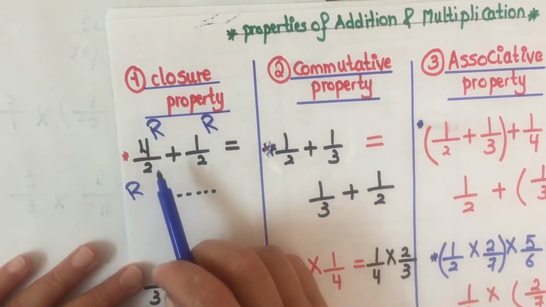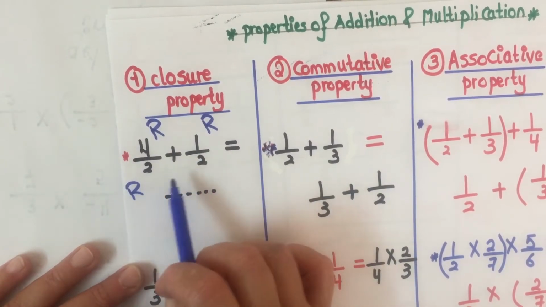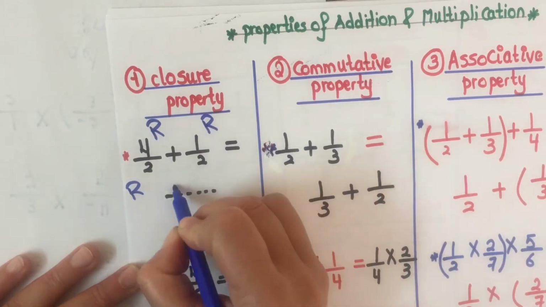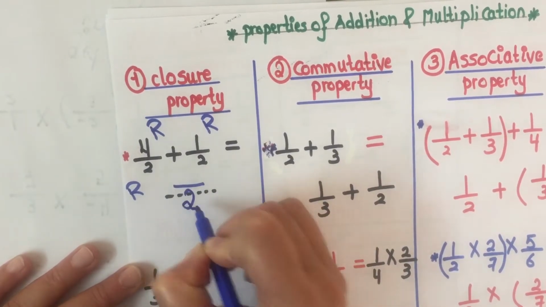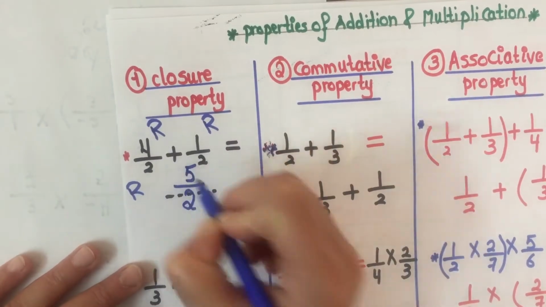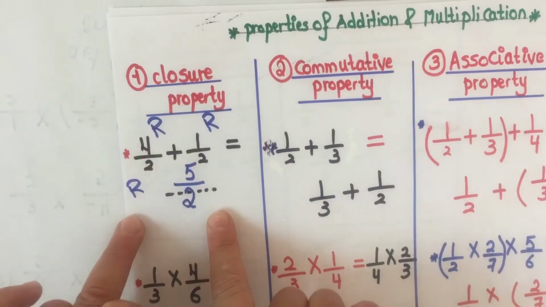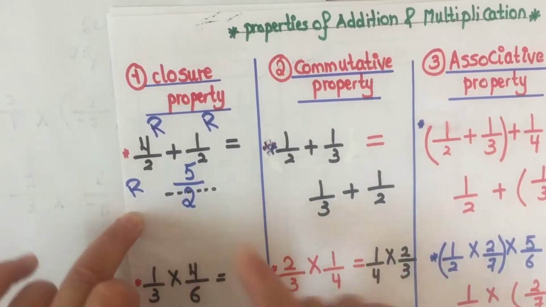So let's go and make it. Here we have 4 over 2 plus half. We have the same denominator in addition. So I will leave the denominator as it is and just add the numerators together, which means 5 over 2. So whenever we have a rational plus a rational and it gives me a rational number, this is called a closure property.